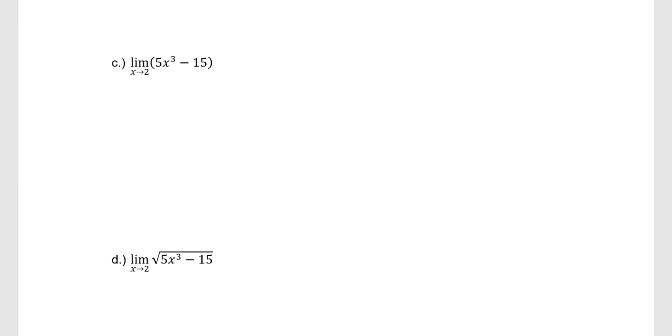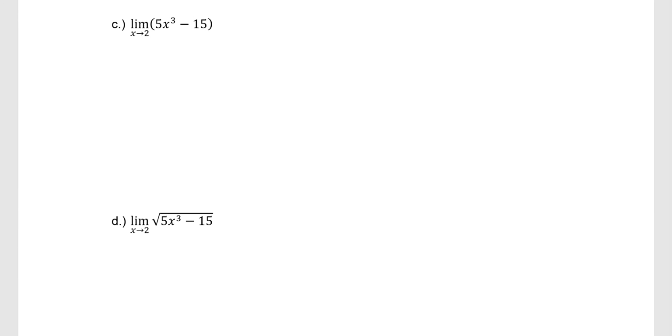Okay, and then let's keep on building on that. We have the limit of 5x cubed minus 15. So this time we see subtraction. So let's go ahead and give that limit to both of those separately. We want the limit as x approaches 2 of 5x cubed minus the limit as x approaches 2 of 15. So we give them both the limit because they were separated by subtraction. And now we can go ahead and evaluate them separately.